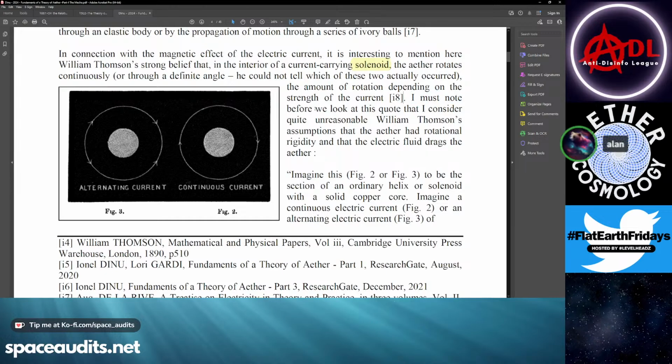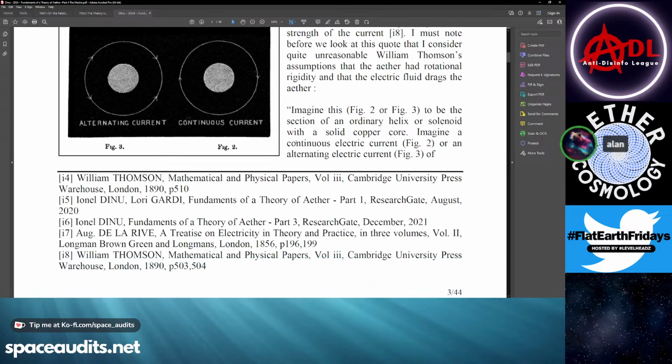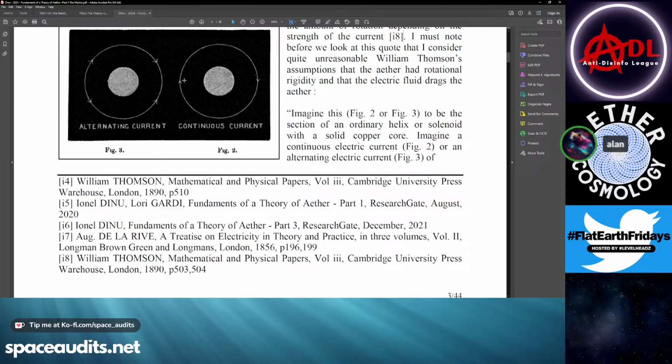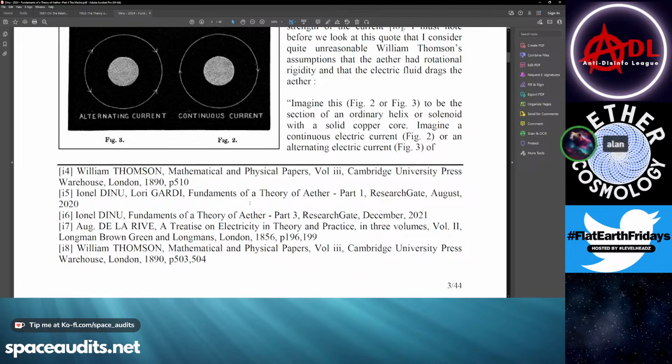I must note before we look at the quote that I consider quite unreasonable William Thomson's assumptions that the ether had rotational rigidity and that the electric fluid drags the ether. Imagine this figure 2 or 3 to be the section of an ordinary helix or solenoid with the solid copper core. Imagine a continuous electric current in 2 or an alternating current in 3. Got your alternating current and we got your continuous current there.